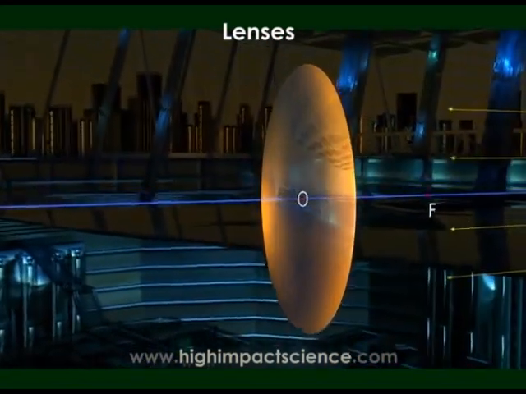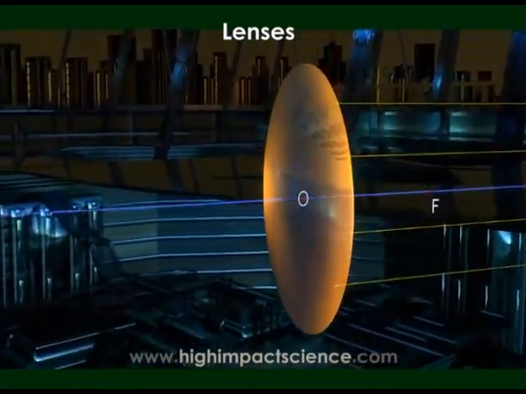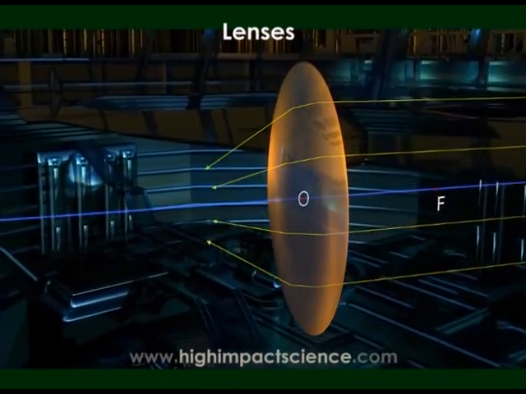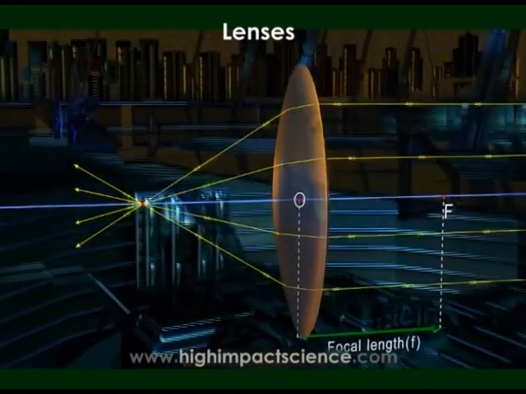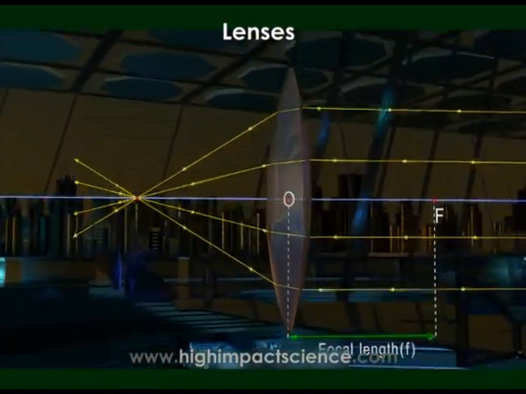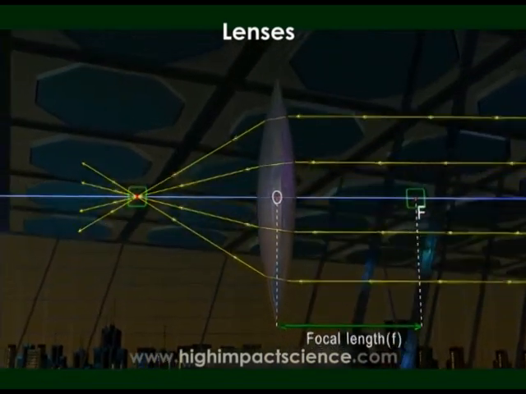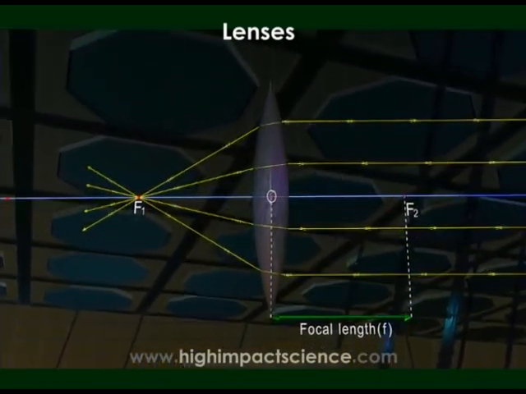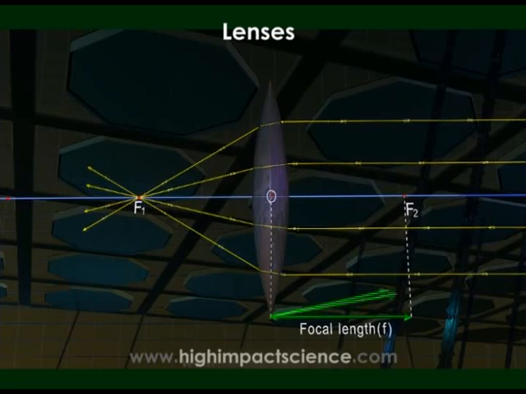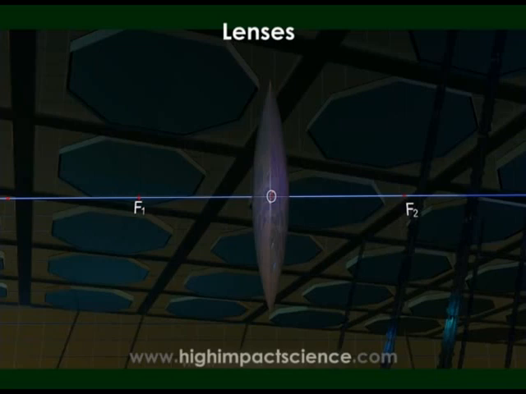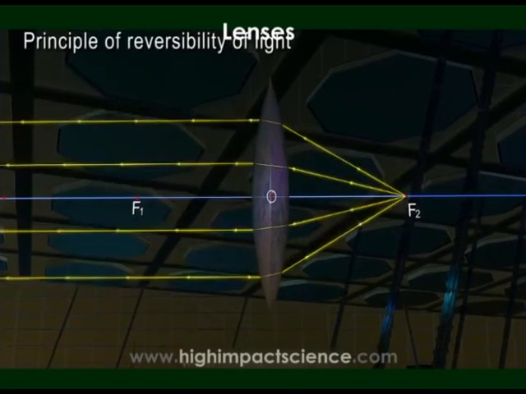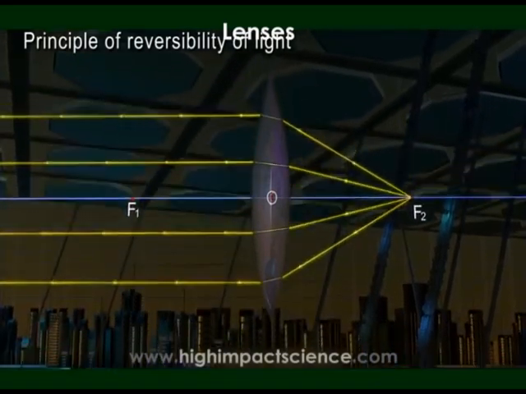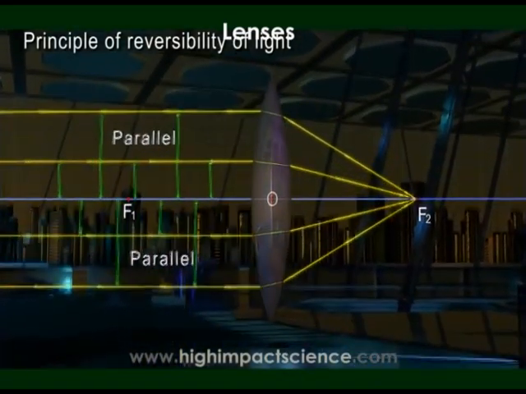What if the incident rays parallel to the principal axis are incident to the lens from the other side? This lens has the same effect on light incident from either side. Therefore, a convex lens has two focal points, usually represented as f1 and f2, one on each side, equidistant from the optical center. According to the principle of reversibility of light, a ray of light passing through the focal point of the convex lens emerges on the other side of the lens parallel to the principal axis.